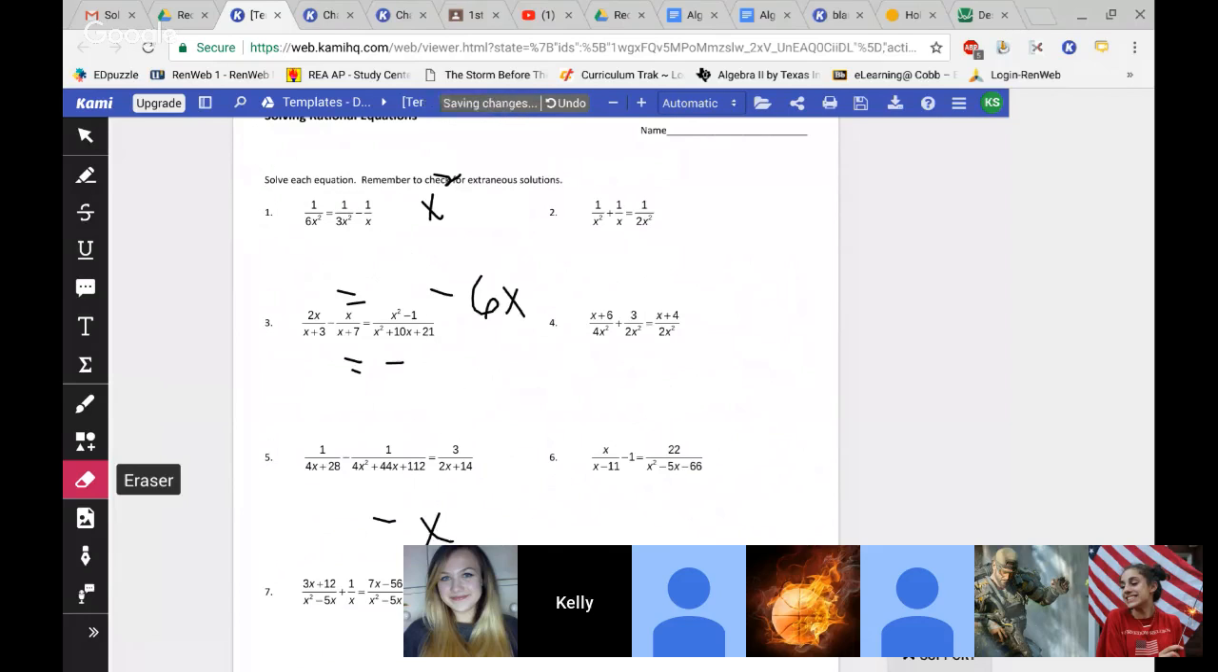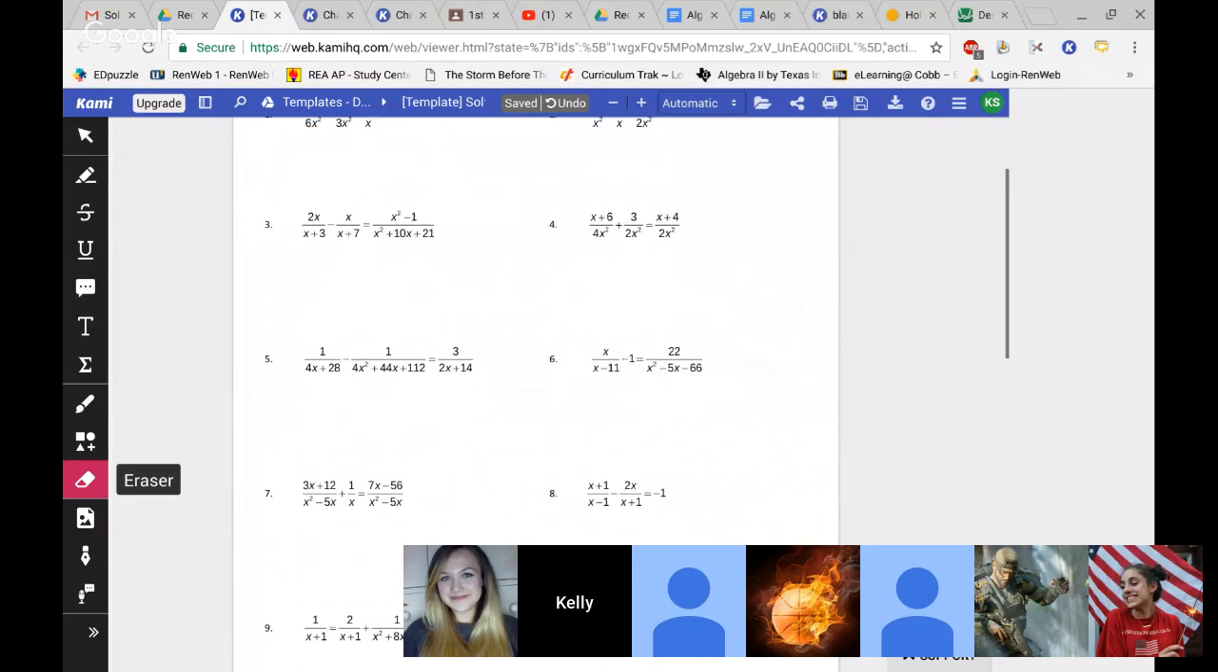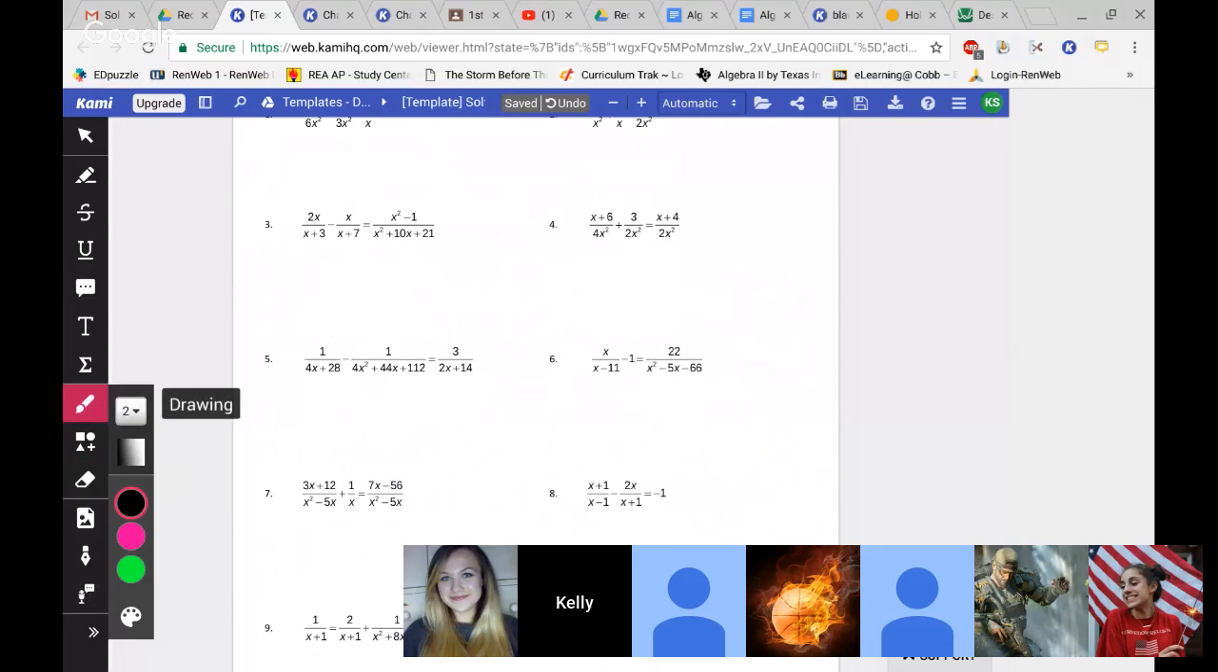Everybody good with me moving to 5, or is there another one that somebody else would like me to work? They're not typing, so I think you're good. 5? Okay. So number 5, you're going to want to factor all of the denominators to make sure that you're getting the least common multiple for all of them. So you would factor that 4x plus 28. And so that's going to give you a 4 times x plus 7.